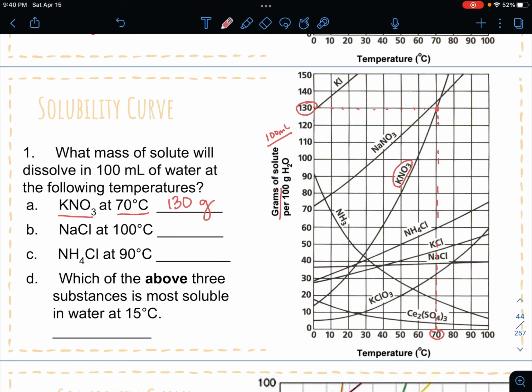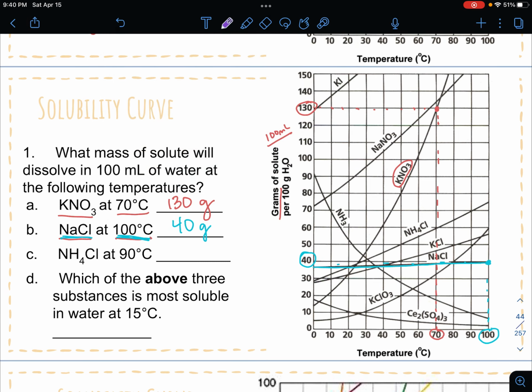Okay, for the next one, NaCl, that's just table salt, and 100 degrees. Let's change my color here so we can see the difference. NaCl, that's this line right here. It's almost flat, but it increases just a little bit. So here's our 100 degrees. Again, we go up until we meet that line, and we meet it right there, and that is pretty much right on that 40 grams. So that means 40 grams of salt will dissolve if that water is at 100 degrees.